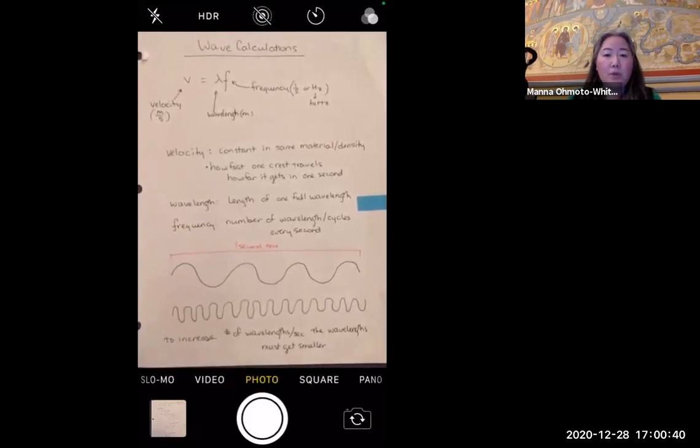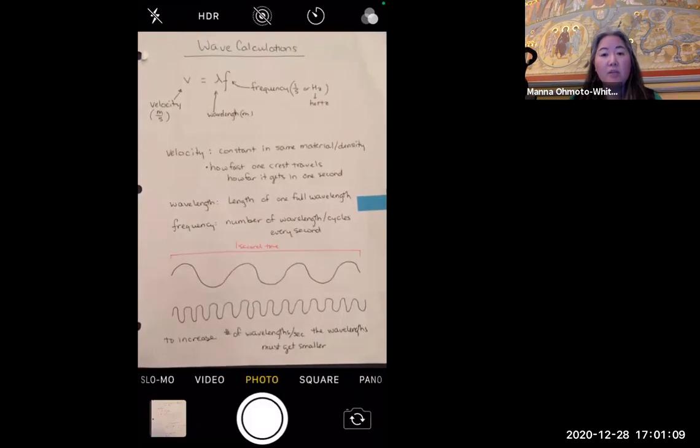One thing that's important to know about wave calculations is that the velocity is always constant if you're in the same material or the same density. So if the rope that I'm using has the same thickness, or the spring has the same stiffness, or the water has the same depth and temperature, or I'm in the same medium, like air, or water, or wood or whatever, the velocity of whatever wave I have will always be constant.